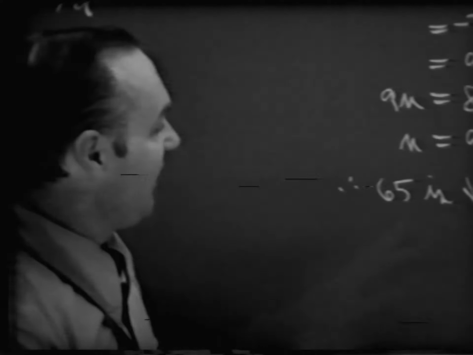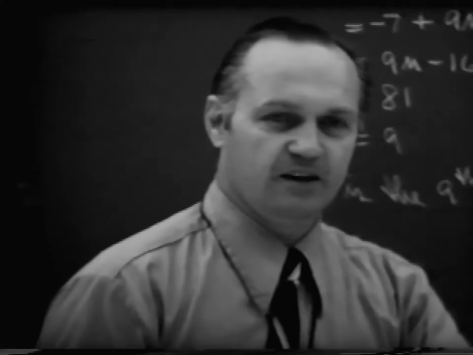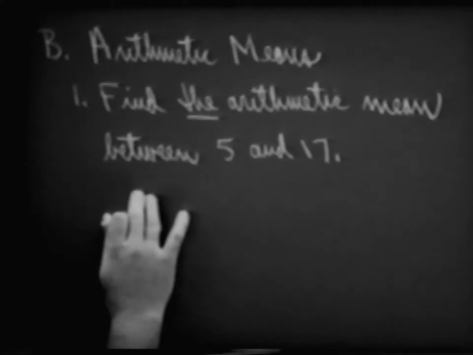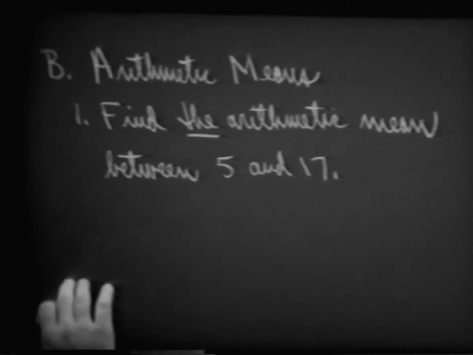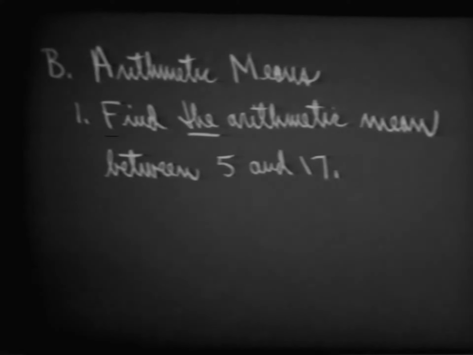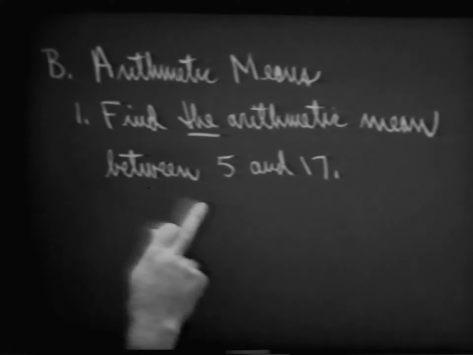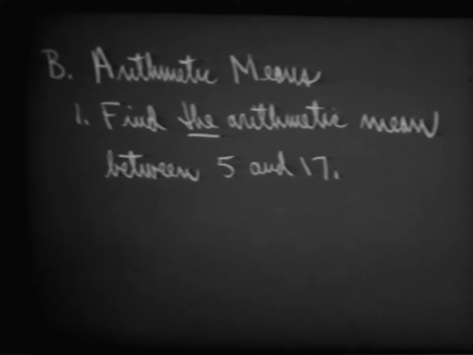Okay? Let's look at another idea that is in this section, in which what we like to do is to look at the idea of an arithmetic mean or means. Now, let's approach this idea through an example, and then I think perhaps it will generate some more discussion. Here we have, find the arithmetic mean between 5 and 17.